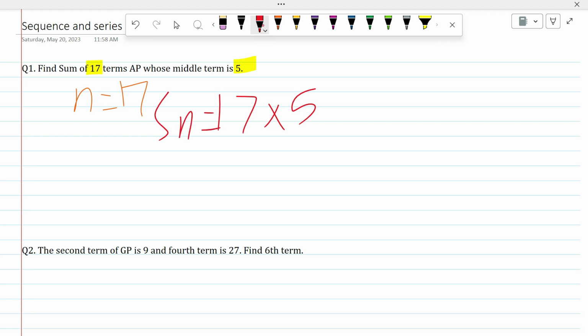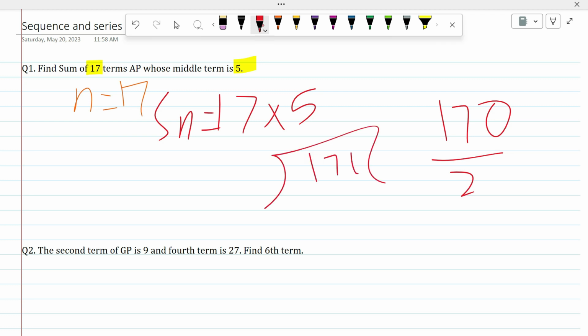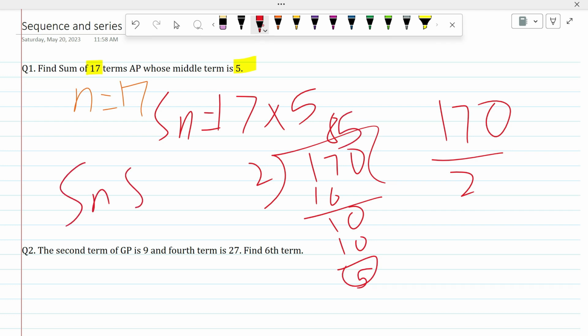This will be our sum, and let's calculate 17 into 5, which means 170 divided by 2, or 17 into 5, it's the same thing. Okay, now let's calculate. So 170 divided by 2 is 85. So Sn is equal to 85. Okay, let's move forward.